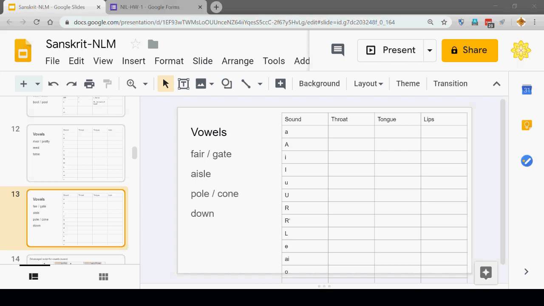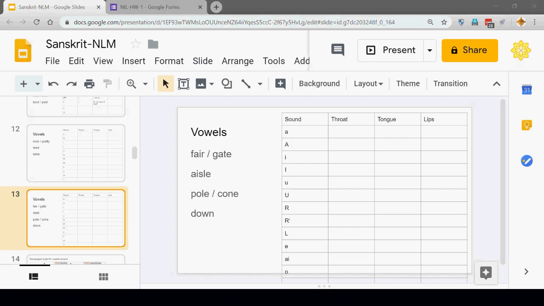So how is that being pronounced? It is a mixture of the short A and E, right? When you say A, what is the position of the throat, tongue, and lips?